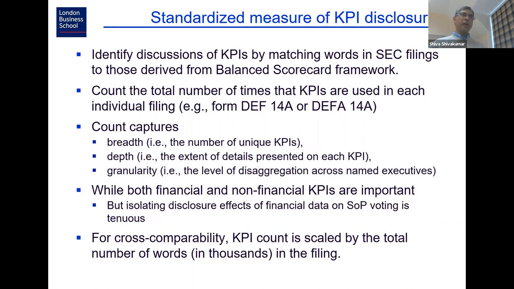While both financial and non-financial KPIs are important to evaluate the compensation-related disclosures, it's hard to isolate the disclosure effects associated with financial KPIs simply because they are very ubiquitous. They are reported in a variety of contexts. And so we can't narrow them to the specific KPI disclosures associated with compensation evaluation or the SOP voting. And that's the reason why we are going to restrict our analysis to just non-financial KPIs, although our results are very similar if we also include the financial KPIs in our analysis.